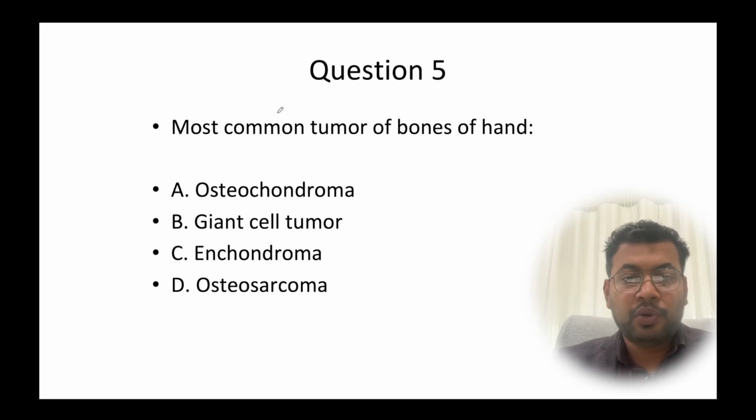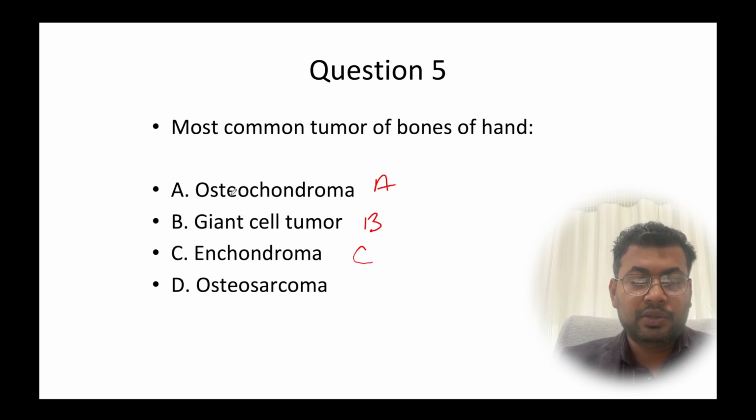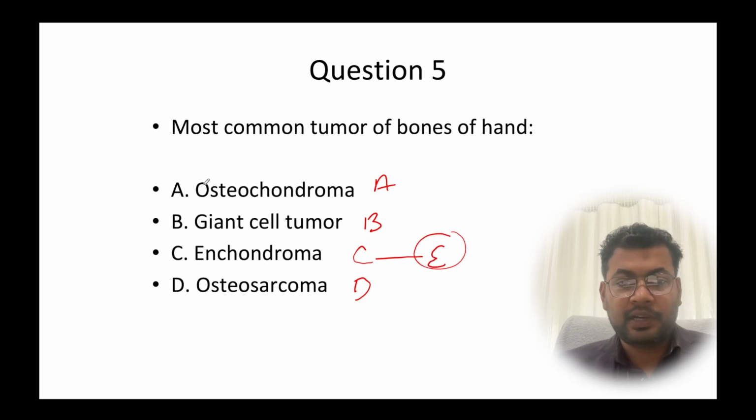Most common tumor of bone of hand. A. Osteochondroma, B. Giant cell tumor, C. Enchondroma, D. Osteosarcoma. So the most common tumor of bone of hand is enchondroma. So the answer is C. Enchondroma.